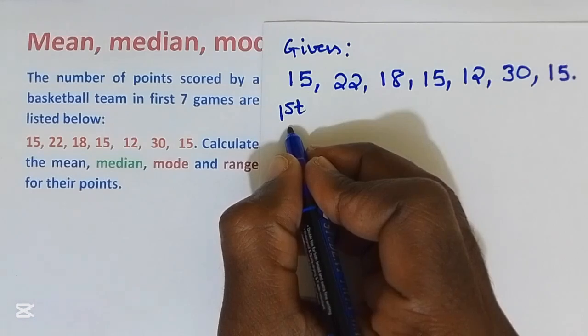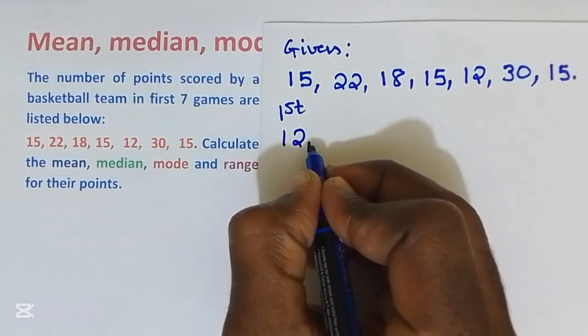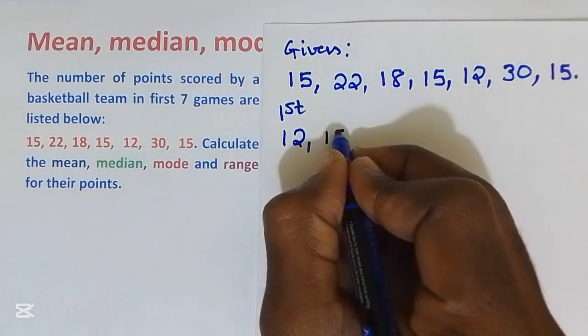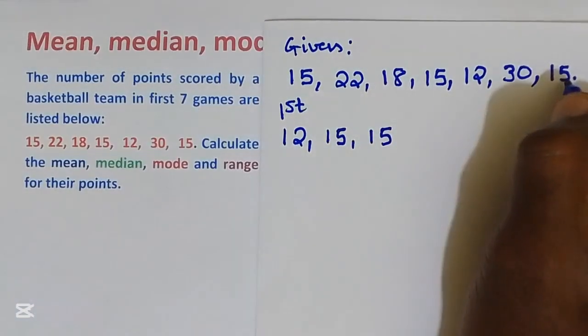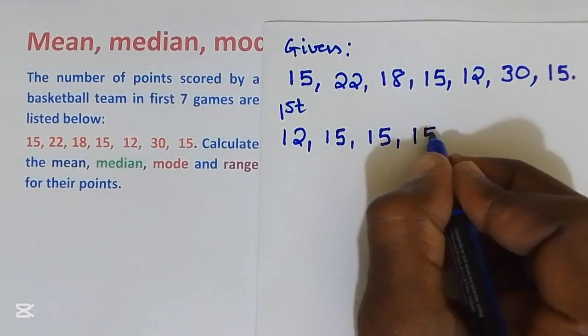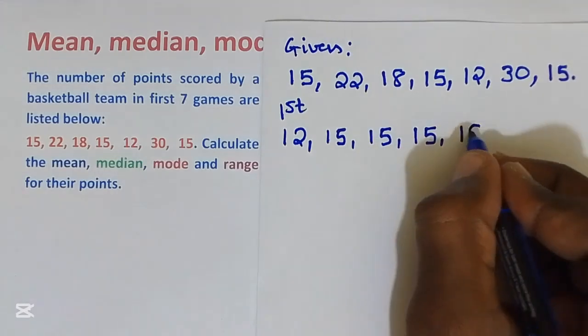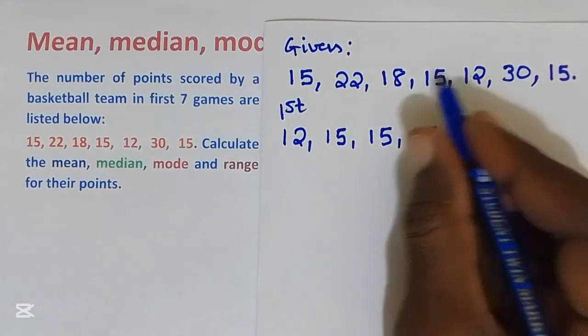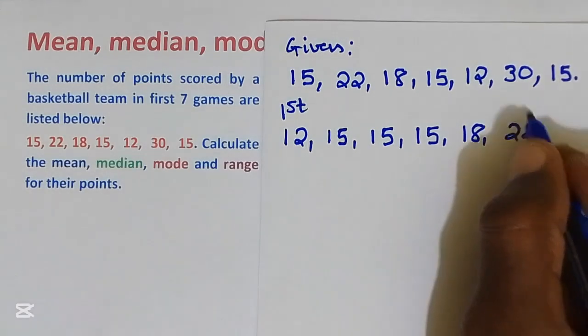The first one is going to be 12, followed by 15, again 15, again 15, then 18, 22, and the last one is 30.